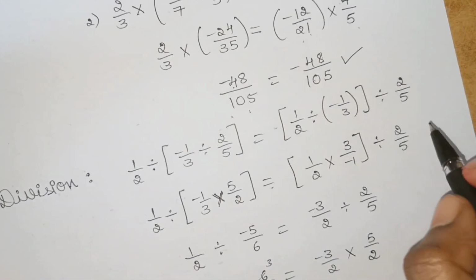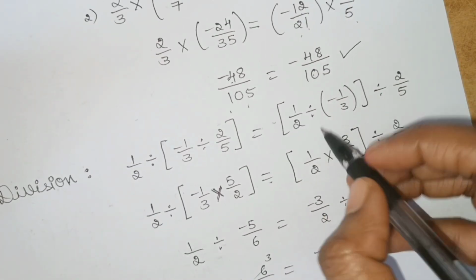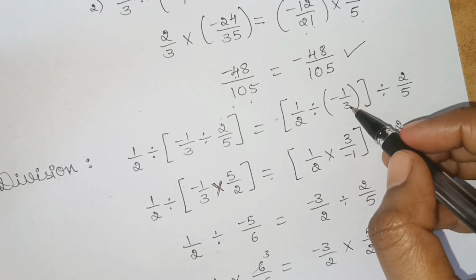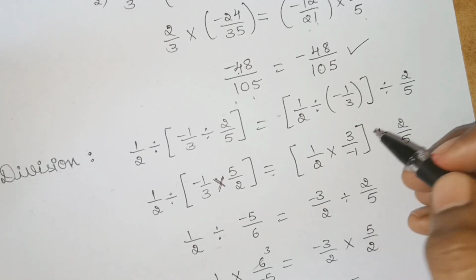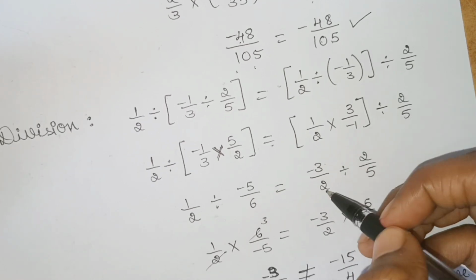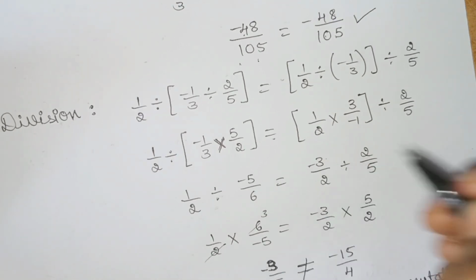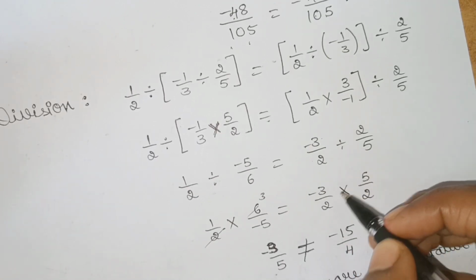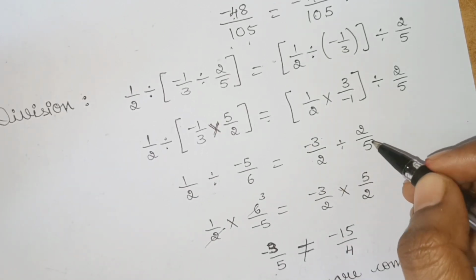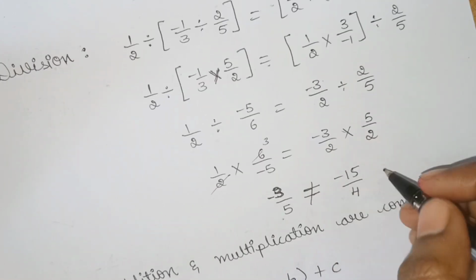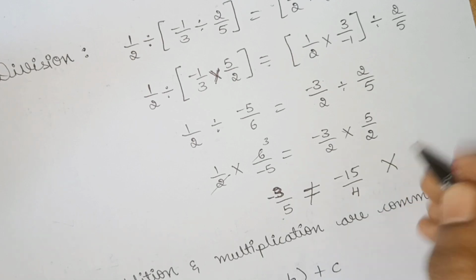Now let's solve the RHS. Here also we have kept the first term as it is, into the interchanging of numerator and denominator, 3 by minus 1. So 1 into 3 is 3, 2 into minus 1 is minus 2. We have kept the minus in the numerator. Divided by 2 by 5 is kept as it is. Minus 3 by 2 is written as it is into, we have exchanged the numerator and denominator here. So we will get minus 15 by 4. So it is not equal. So division is not associative.